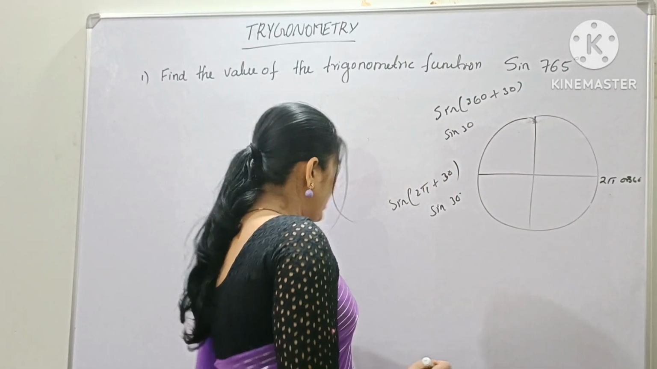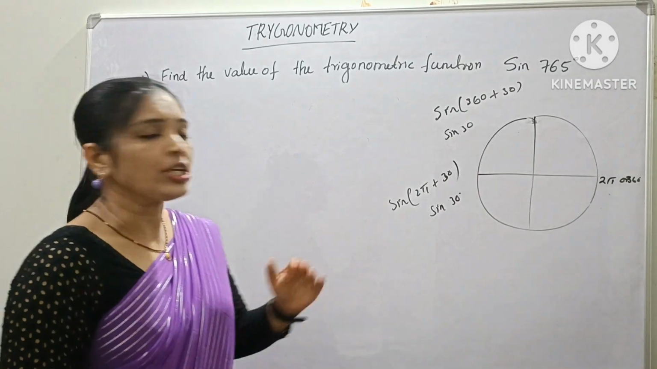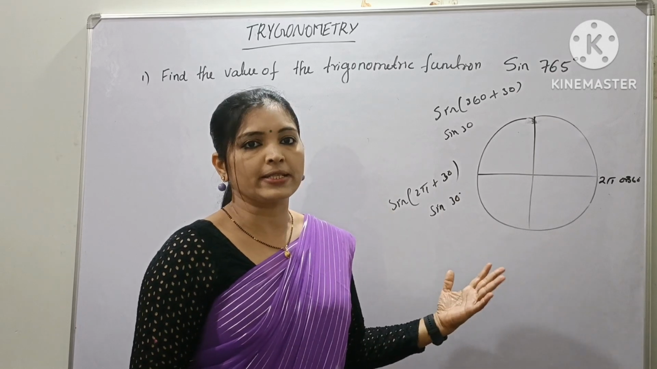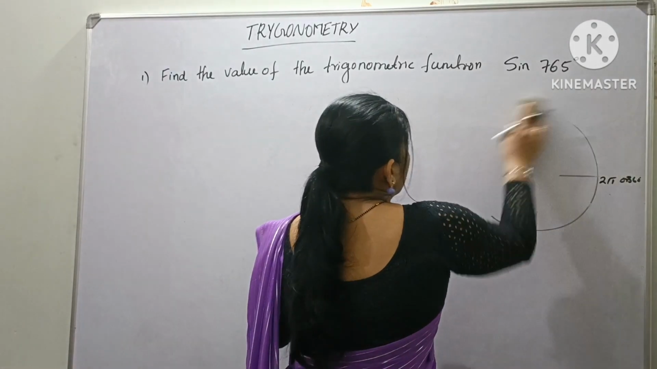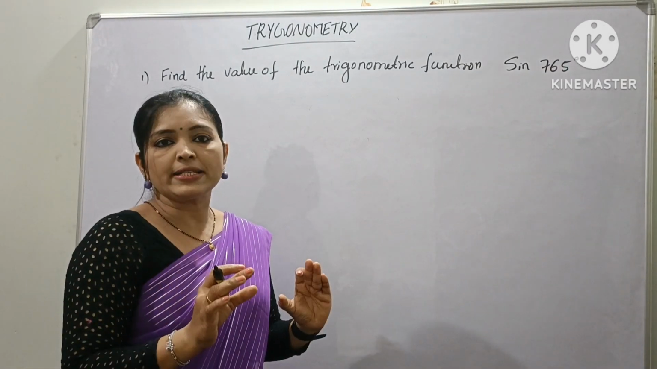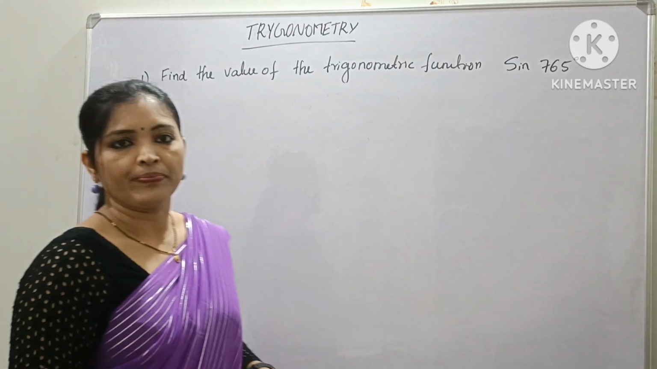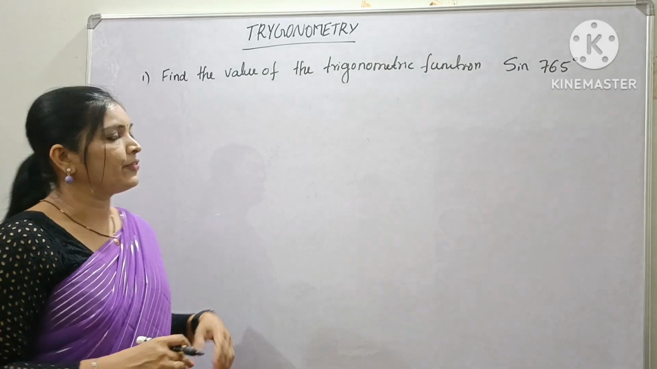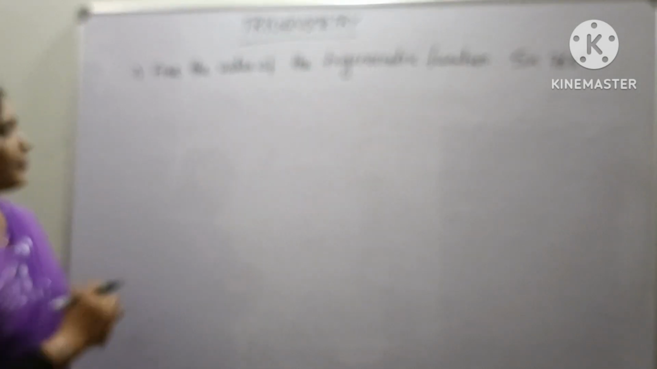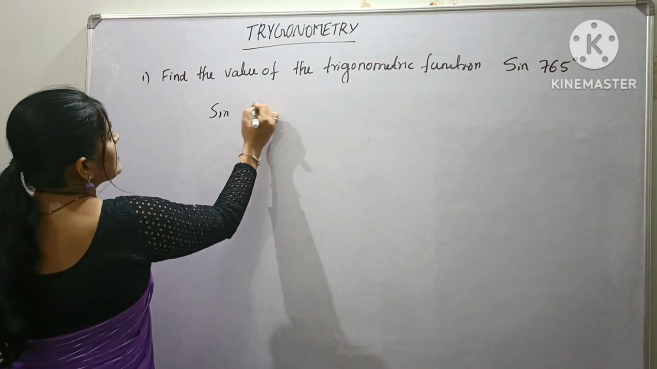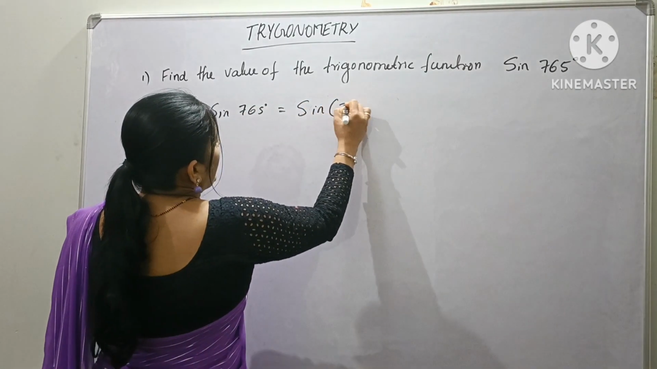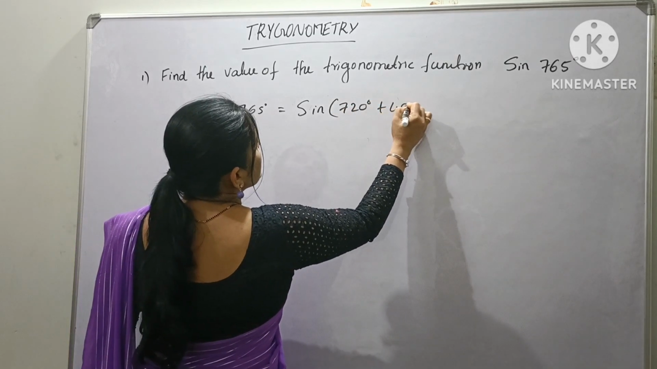So the value of sin x is repeating after an interval of 2 pi or 360 degree or multiple of 2 pi or multiple of 360 degree. So first we will find a number that is a multiple of 360 degree and close to 765 degree. So what is that number? We know that 360 degree into 2 is 720, that is close to 765 degree. So we can write sine 765 degree equal to sine 720 degree plus 45 degree.